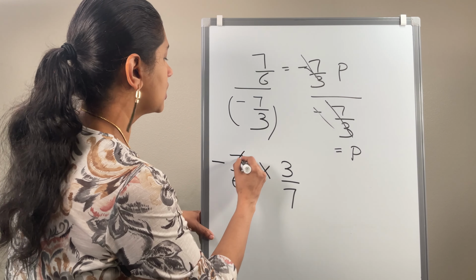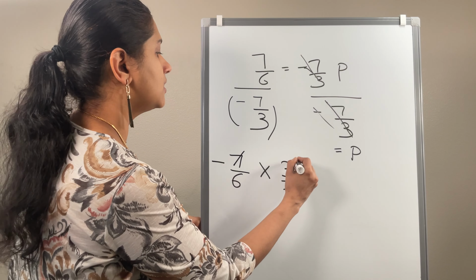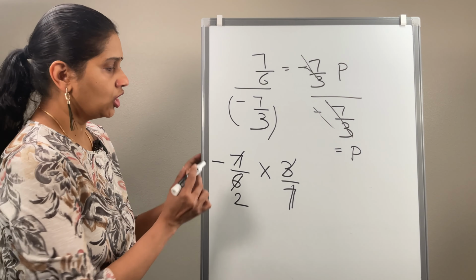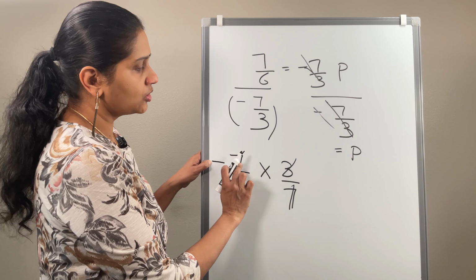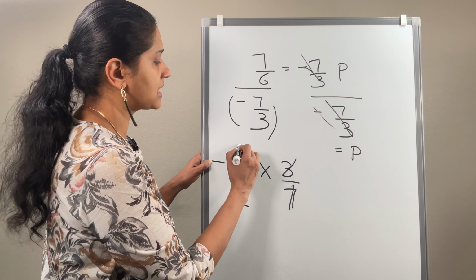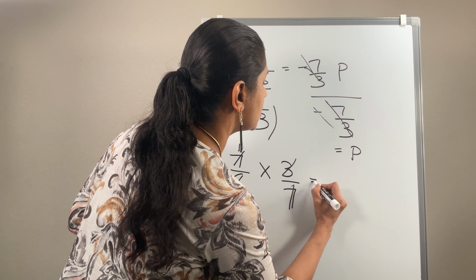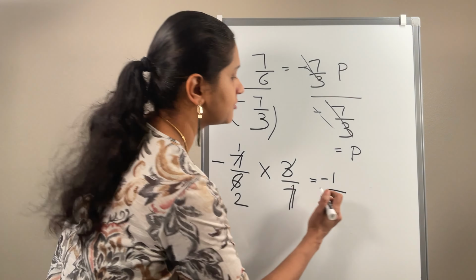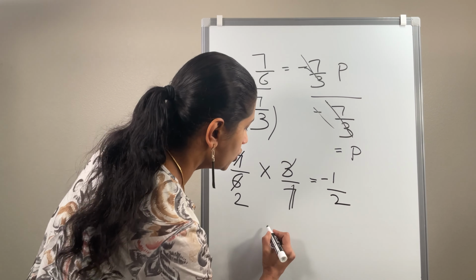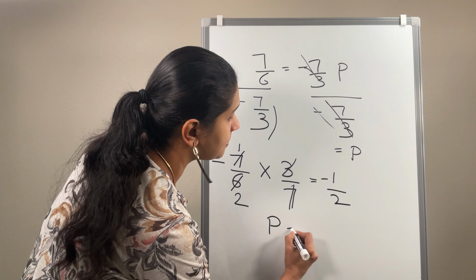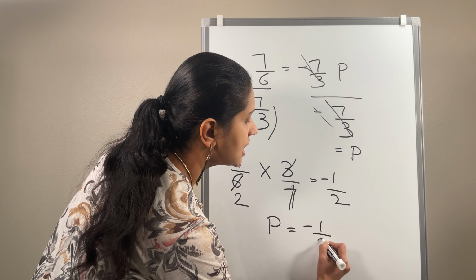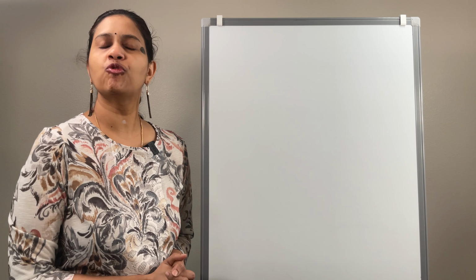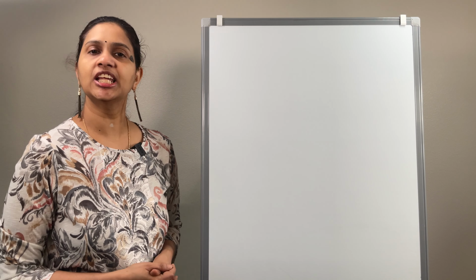Now cancel out. 7 will get cancelled out and 3 and 6 will get cancelled out and becomes 2. So you have minus, in the numerator we just have 1. So that is equal to minus 1 by the denominator we have 2 left. So by 2. So the solution for the value of p is going to be equal to minus 1 by 2. Hope you have understood about solving one-step multiplication equation in this video.